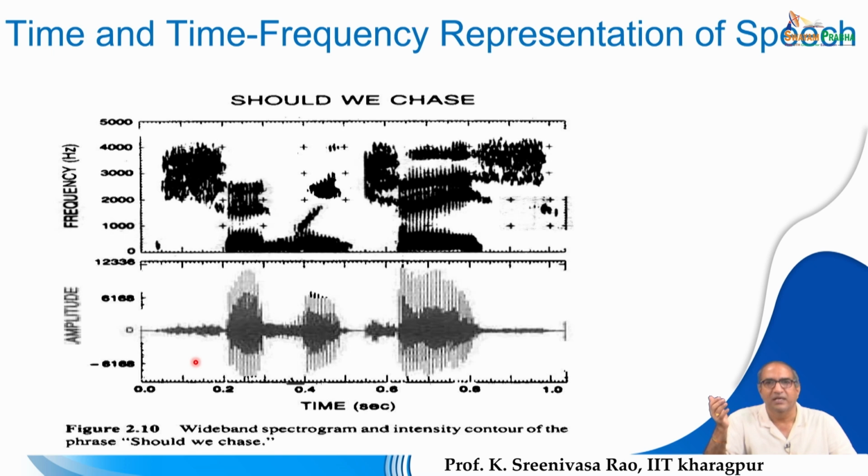As I mentioned, unvoiced excitation is of two types. One is produced by complete closure and then sudden release, which gives you unvoiced sounds known as stop sounds. We will see that later.